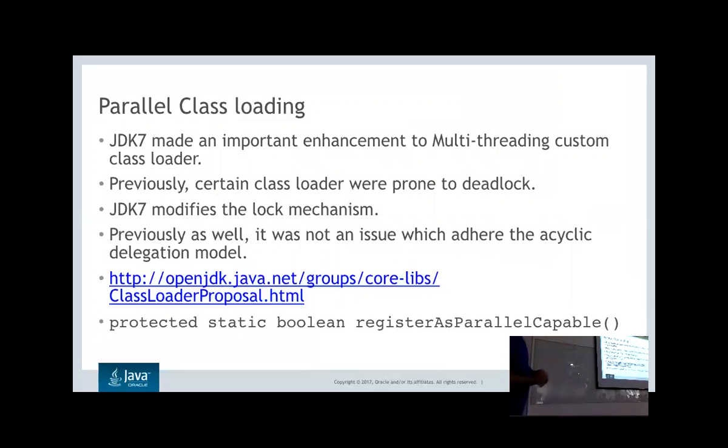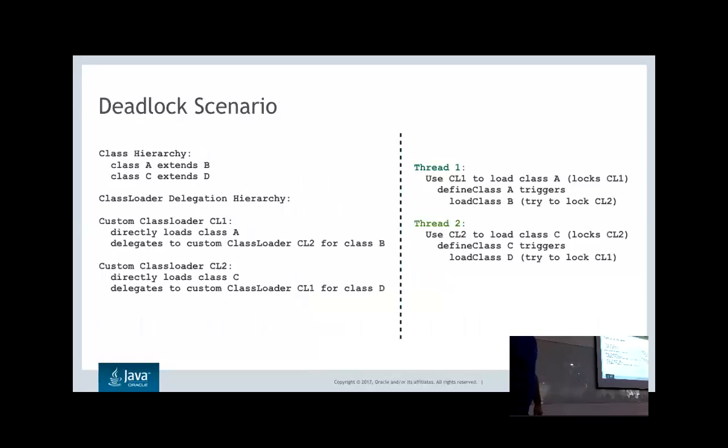So what happens is that a lot of people who write their own class loader are prone to deadlock. And deadlock happens in a lot of class loaders which don't follow the parent delegation model, which we discussed right now. If you will not follow the parent delegation model, there is a chance of getting deadlock in the class loader in a multi-threading environment. I will show you an example how it happens. So in JDK 7, we have modified the lock mechanism, and the complete detail can be read here. And then we have put something called registerAsParallelCapable. That means that you are capable of loading your class in parallel. Now I'll just show you how the deadlock happens.